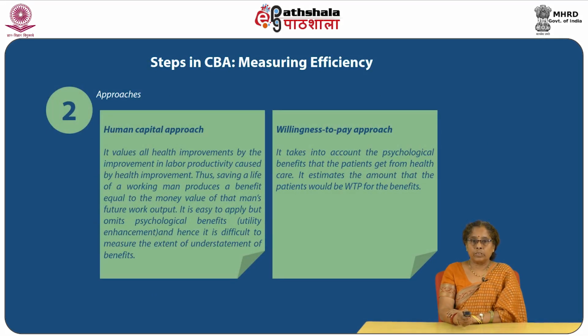The second step in cost benefit analysis is measuring efficiency. There are 2 approaches to measure efficiency. One is the human capital approach. It values all health improvements by the improvement in labor productivity caused by health improvement. Thus, saving the life of a working man produces a benefit equal to the money value of that man's future work output. It is easy to apply, but omits the psychological benefits, which is utility enhancement, and hence it is difficult to measure the extent of understatement of benefits.